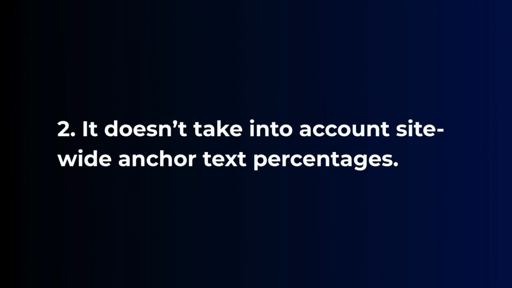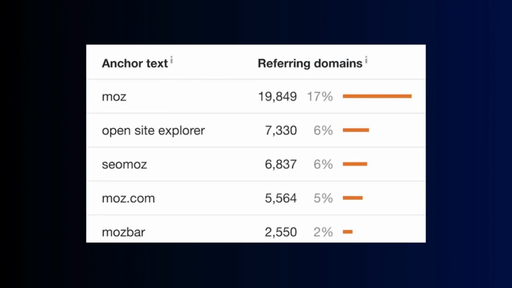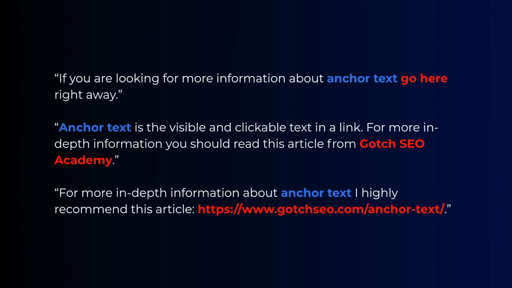Number two, it doesn't take into account site-wide anchor text percentages. So how do some websites get away with aggressive exact match anchor text? It's because they have the authority and trust to do so, and they have a high percentage of unoptimized anchor text in their site-wide profile. And that's why you can't model them on a page-by-page basis. You have to model their entire anchor text profile. So let's look at Moz.com, for example. If you examine their site-wide anchor text, you'll see that most of it is branded or generic. And this gives them the leeway they need to be more aggressive on the page level.